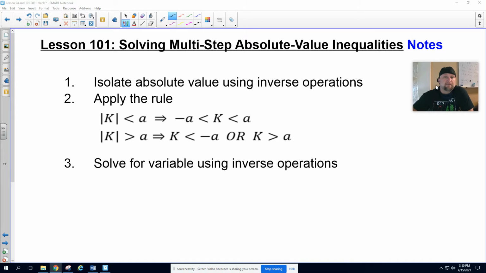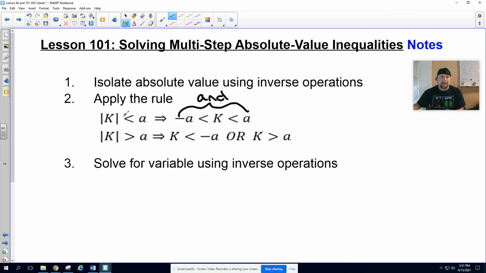Now we're going to have lesson 101. It's the same process. You're still isolating the absolute value using inverse operations, but now we'll have to apply a rule. So if we have the absolute value of k is less than a, we can rewrite that as an and statement. So this is an and statement. And so we have negative a is less than k less than a.